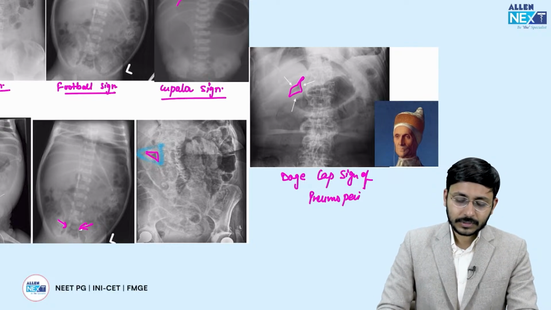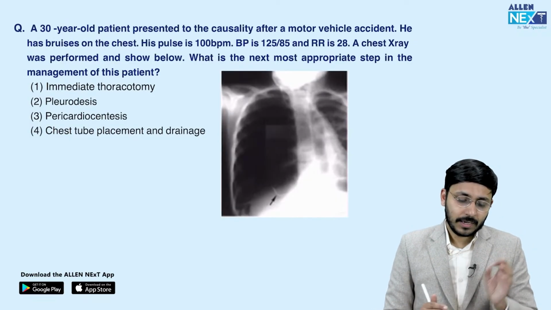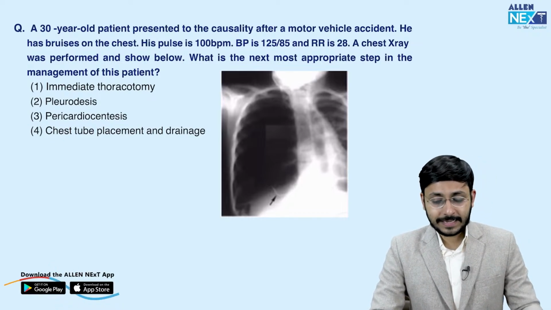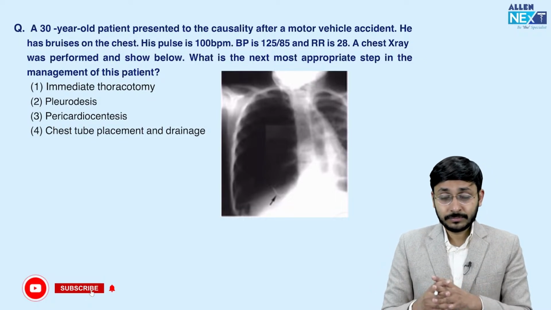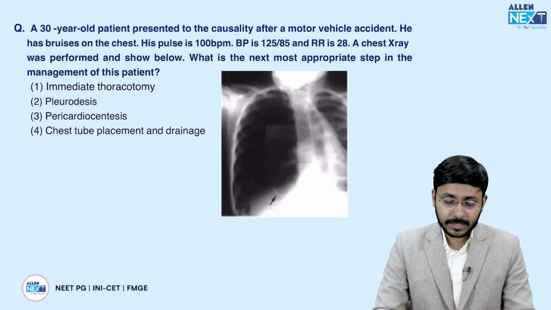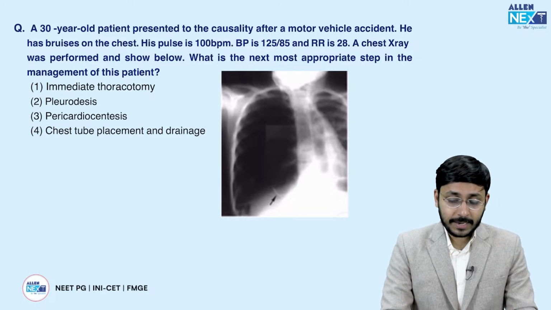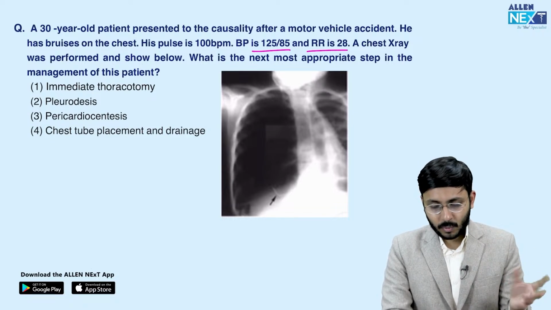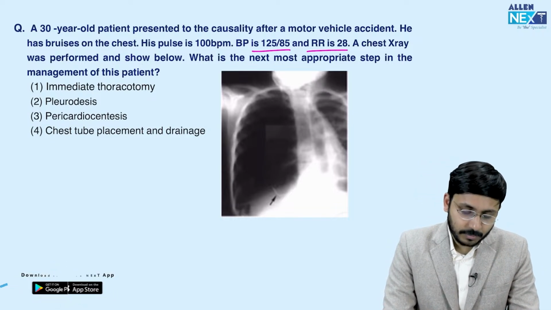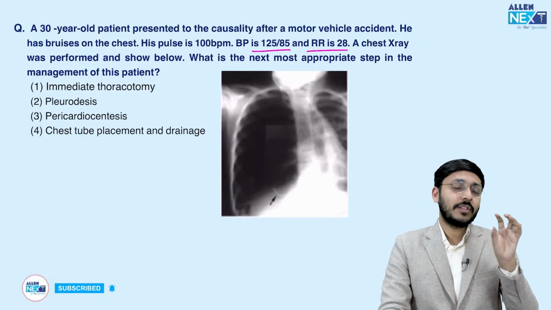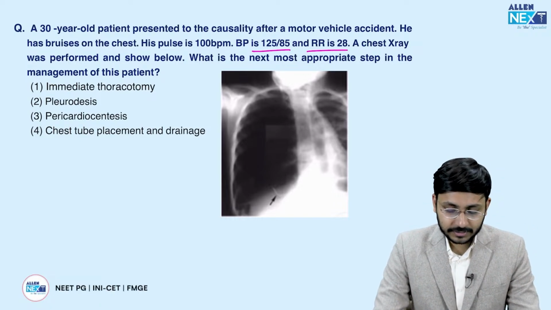Okay, let's move on to the next question. A 30-year-old patient presents to the casualty after a motor vehicle accident. He has bruises on his chest. His pulse is 100 beats per minute. BP is 125/85, that is, the BP is maintained. Respiratory rate is slightly tachypneic, 28. A chest X-ray was performed and is shown below. So what do we see on the chest X-ray and what is the most appropriate next step?